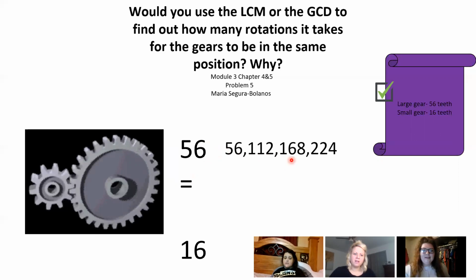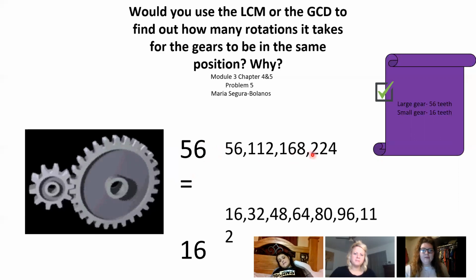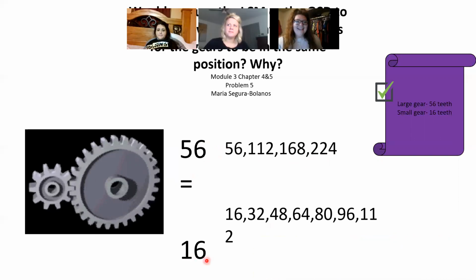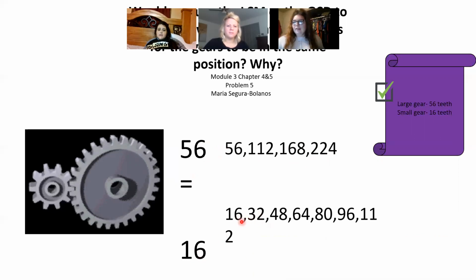Then 56 plus 112 is 168. And then 56 plus 168 is 224. Then we've got the same thing. Let me move our faces over here. Then we've got 16. So 16 plus 16 is 32.